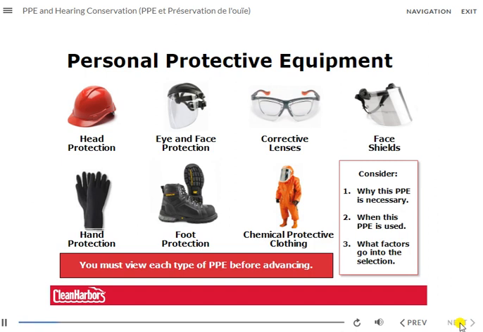Shown here are the categories of PPE. Prior to clicking each PPE, consider why that PPE is used, what types of activities require that type of PPE, and what factors go into the selection of the appropriate style of PPE? You must view each PPE before advancing.